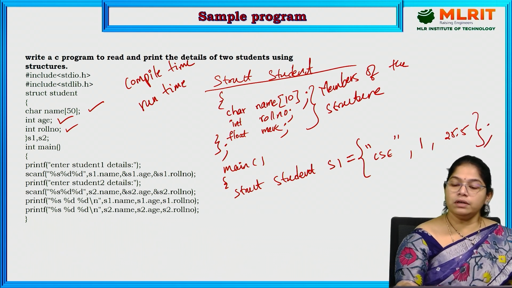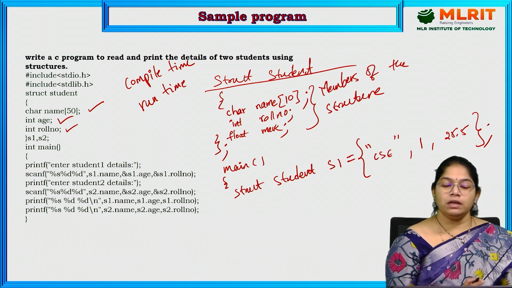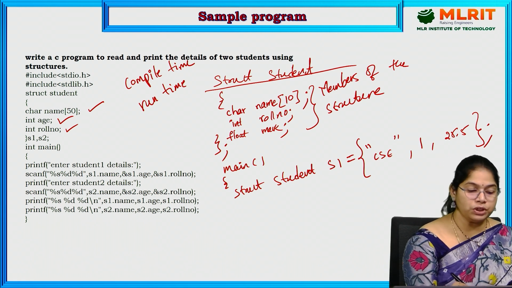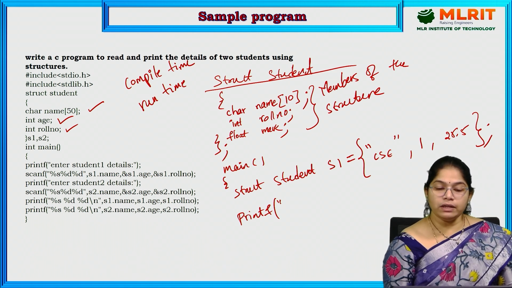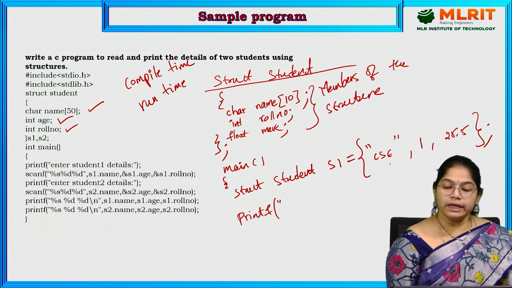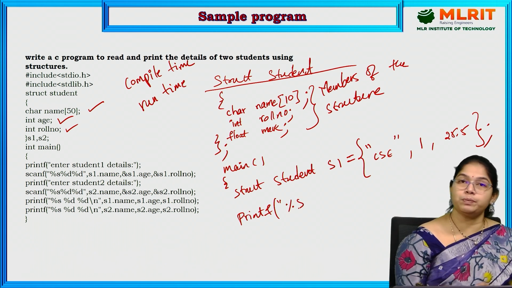If I want to print these values, this is the compile time initialization. If I want to print the values, we have to use a function called printf. Which type of values do I want to print? First is the character array, which means we have to use the format specifier %s.